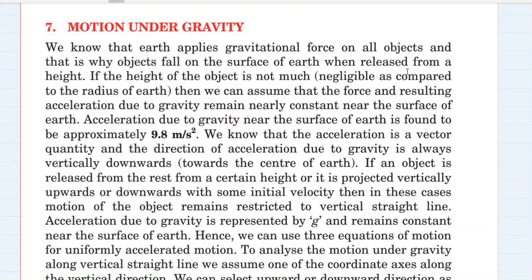If the height of the object is not much, that is negligible as compared to the radius of Earth, that is when the objects are near to the Earth's surface, then we can assume that force and resulting acceleration due to gravity remain nearly constant near the surface of Earth, and this acceleration due to gravity is found to be approximately 9.8 meter per second square, which is sometimes taken as 10 meter per second square as an approximation.